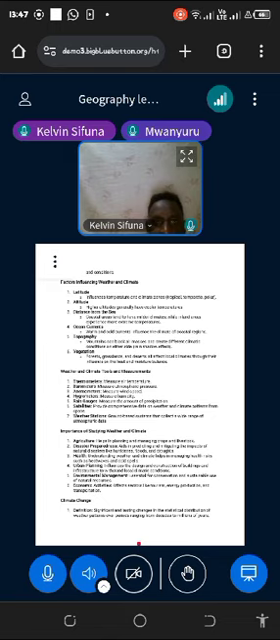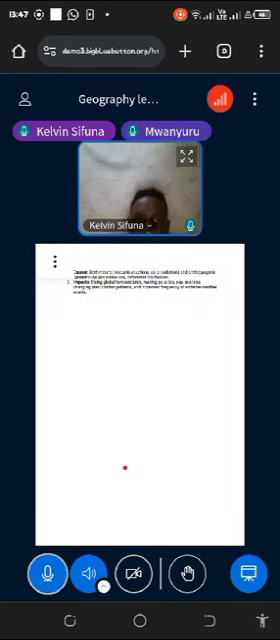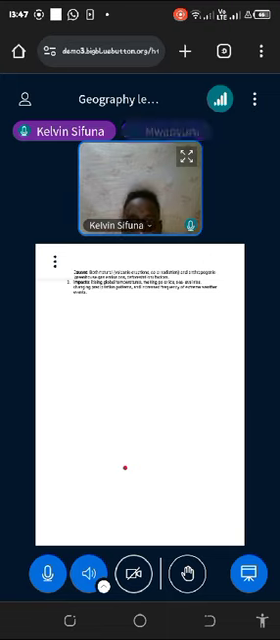And lastly, we look at the causes of climate change. That is both natural and anthropogenic. Anthropogenic means human. So natural causes are volcanic eruptions and solar radiation. And anthropogenic, that is man-made causes of climate change.